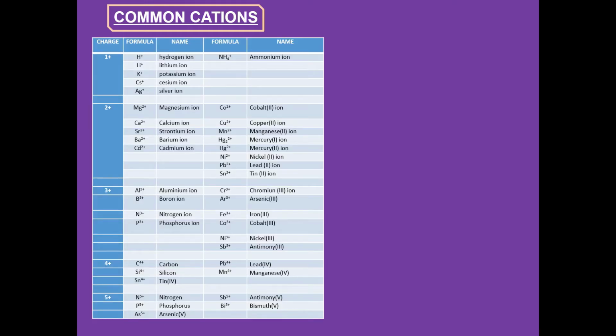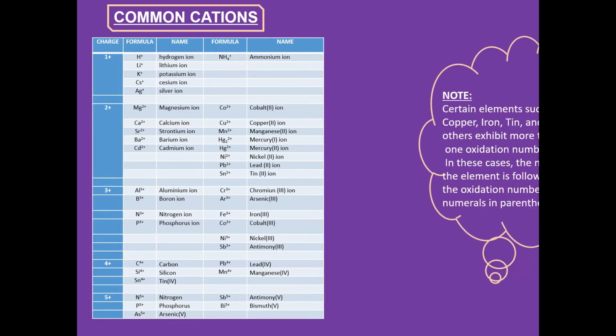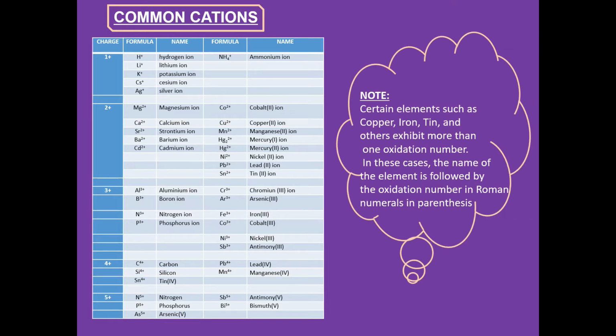This is an example of common cations. In this table, they are listed by charge. Certain elements such as copper, iron, tin, and others exhibit more than one oxidation number. In these cases, the name of the element is followed by the oxidation number in Roman numerals in parentheses.